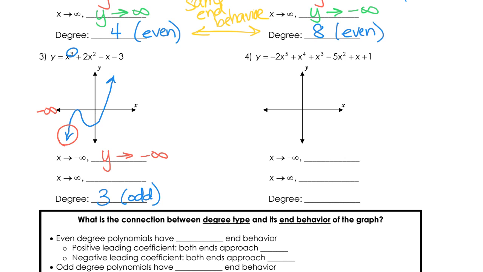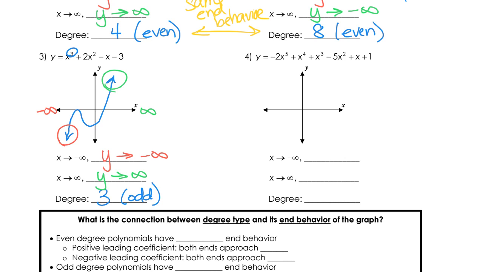And as x approaches positive infinity, which happens on the right-hand side, we look at the right end, and the right end is going up, so we'll say y approaches positive infinity. Okay, and so you can see it does not have the same end behavior like number 1 and number 2 do, because it's not an even degree, it's an odd degree.